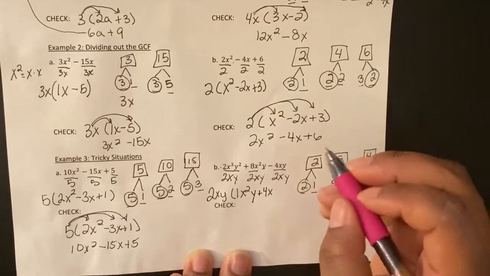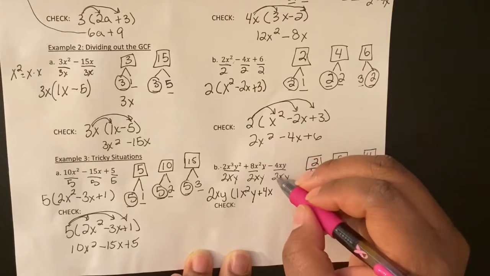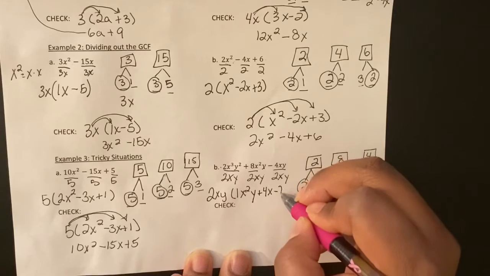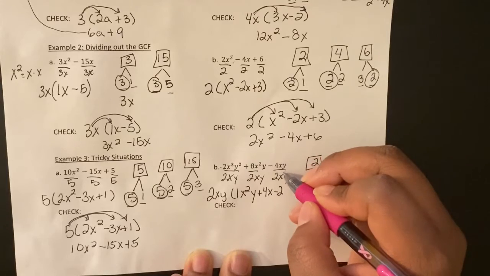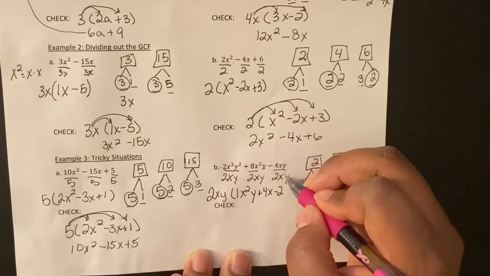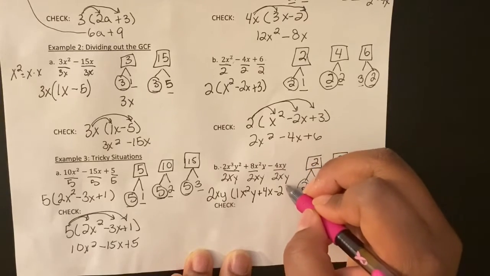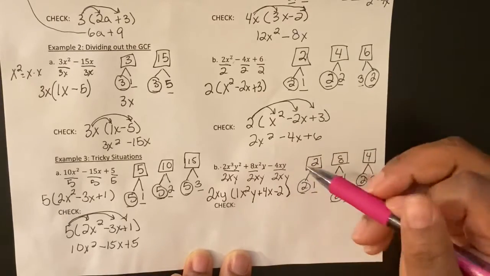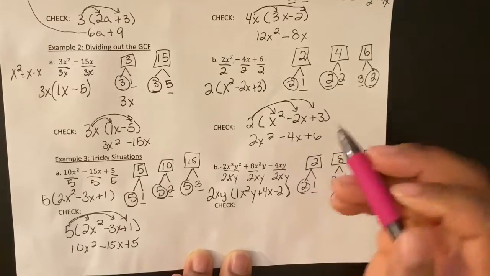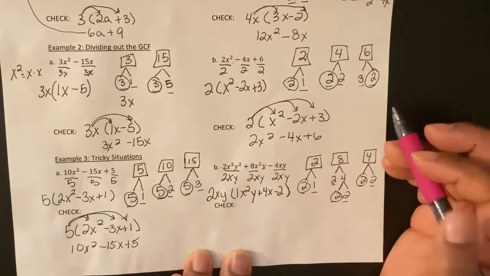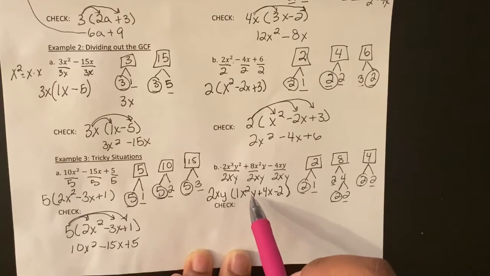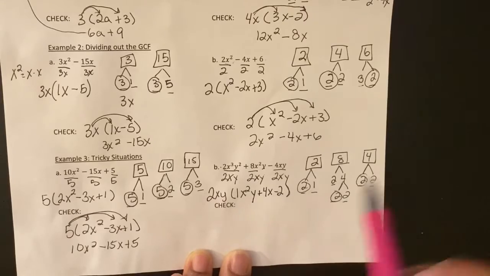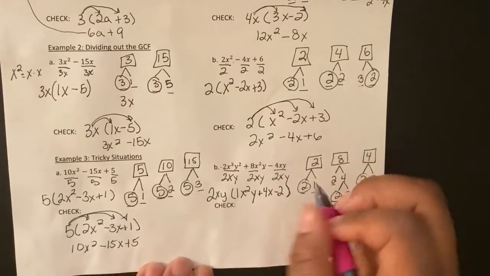Okay. Negative 4 divided by 2 is negative 2. X divided by x is 1 minus 1, which is 0. And then y divided by y is 1 minus 1, which is 0. So there's no x's or y's for this last term because they all cancel out. Okay. So I'm left with 2xy times 1x squared y plus 4x minus 2. Let's check and make sure that's correct.